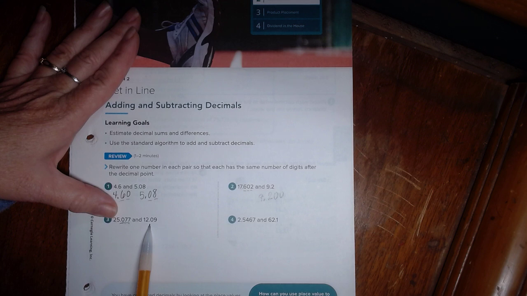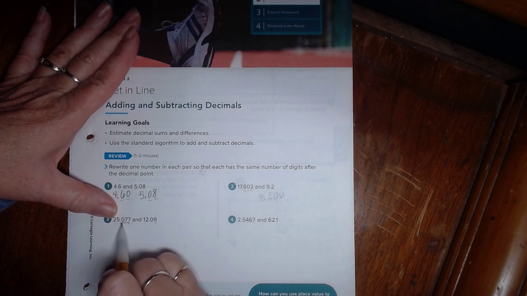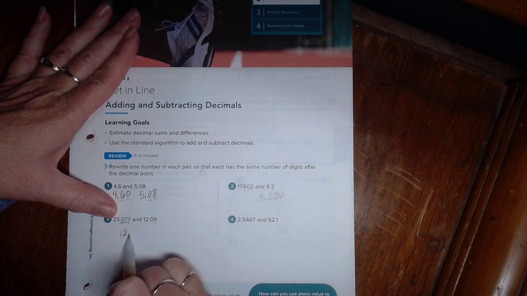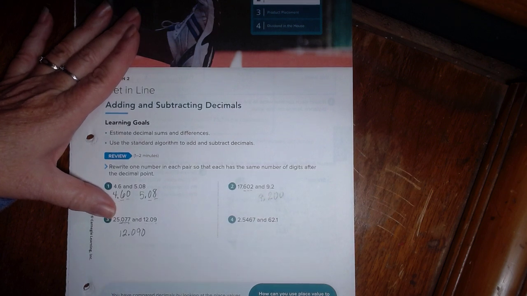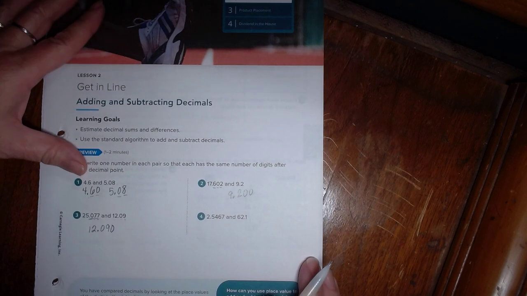Then we have 12 and, it's just the number 9, 12 and 9, and there's 2 digits, so it's hundredths. So this one has to the thousandths place. This one only had to the hundredths. So we need to add a 0 to the end, so it's also in the thousandths place.